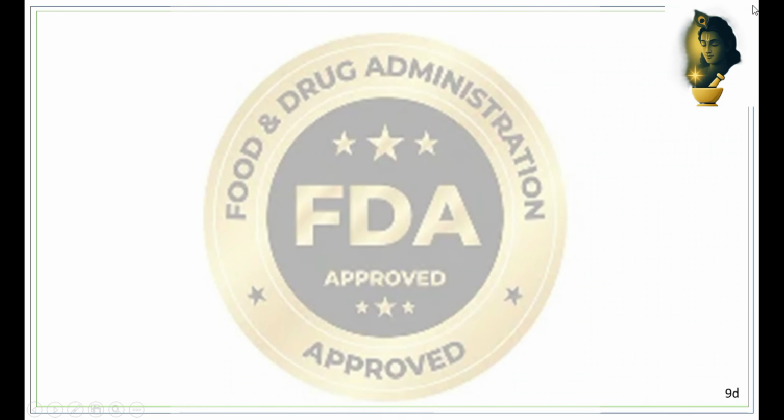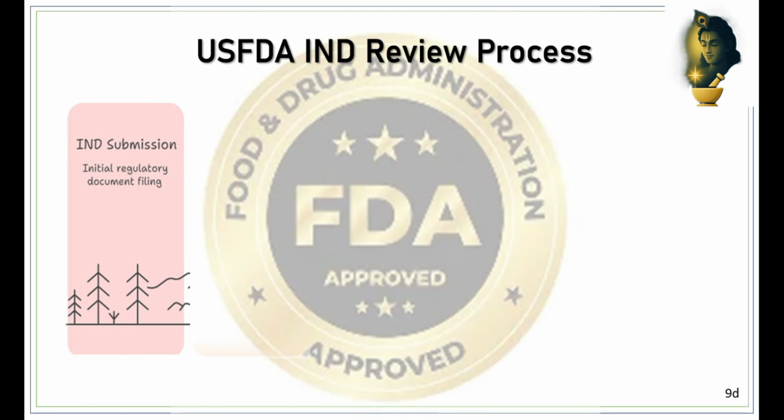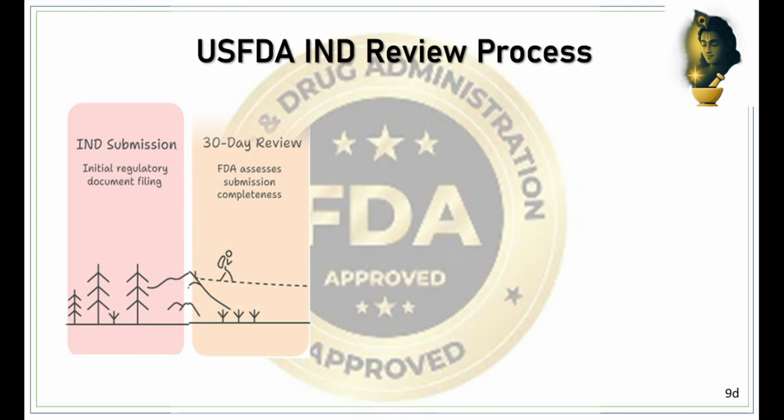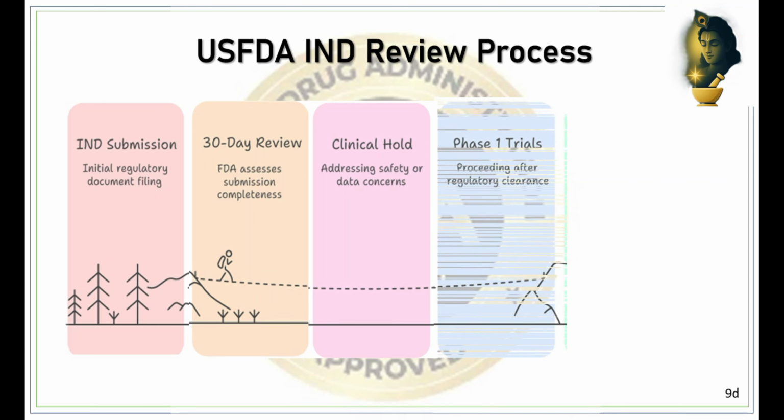Once submitted, the regulatory body reviews the IND typically within 30 days in the US, and unless they place a clinical hold, the trial sponsor can proceed to phase 1 clinical trials. Before a new drug enters clinical trials in humans, it must go through a structured regulatory process that begins with the Investigational New Drug application.